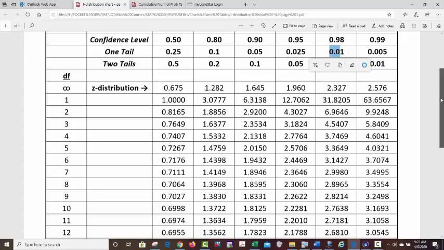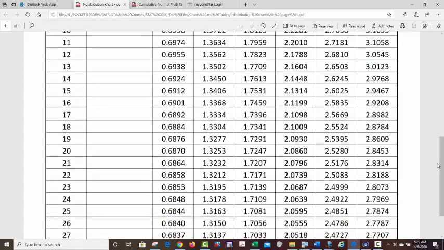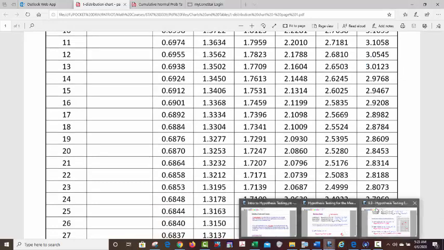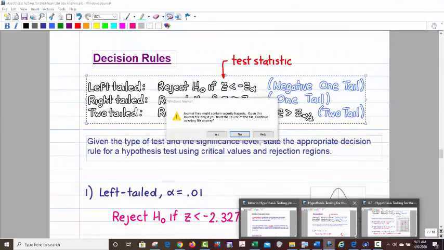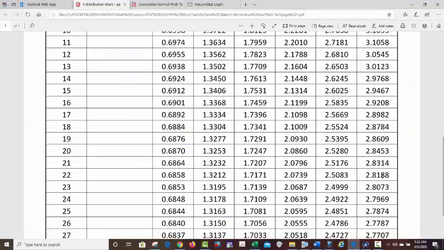So when I scroll down, let me check. Double check the degrees of freedom being 21. And it is. So 21 degrees of freedom, second column. There it is, 2.5176.